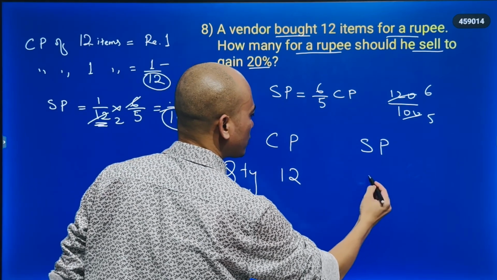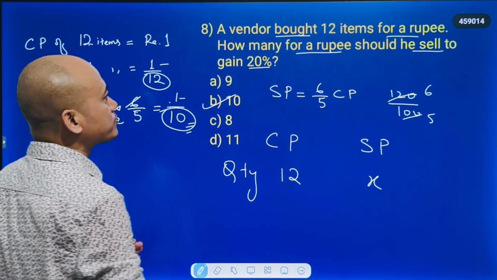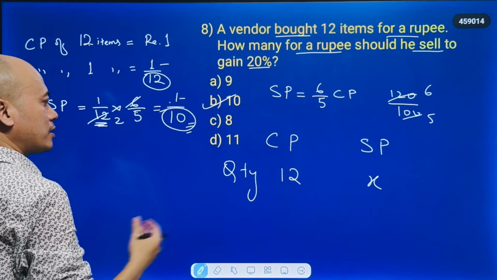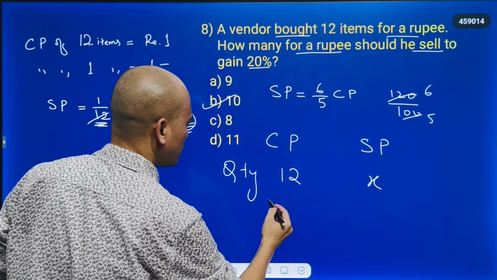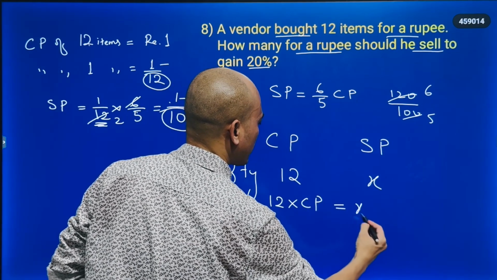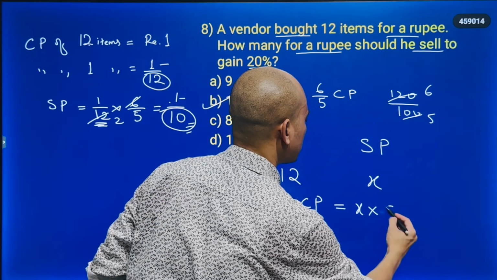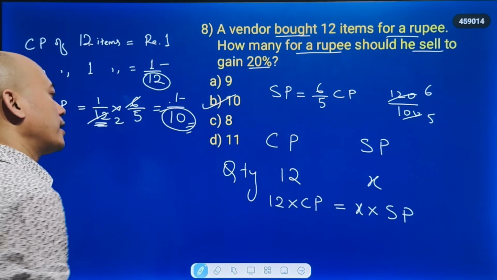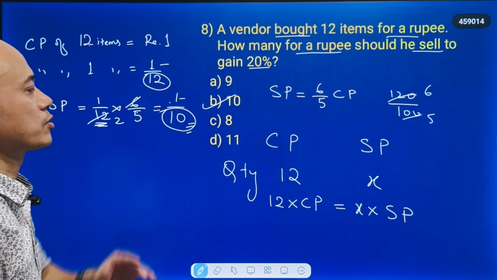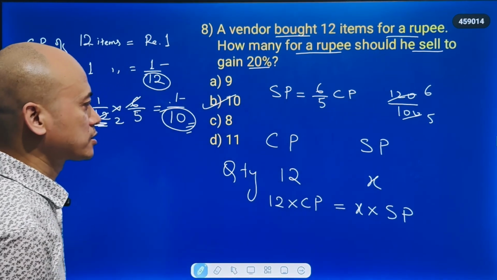So we will take the unknown quantity as x. Now the rupee is the same, meaning we have to spend equal money, 1 rupee. So this will be 12 into CP is equal to x into SP. Why is it the same? Because we have to sell for 1 rupee, or we have bought for 1 rupee, that is why it is same. So 12 quantity into CP is equal to x quantity into SP.